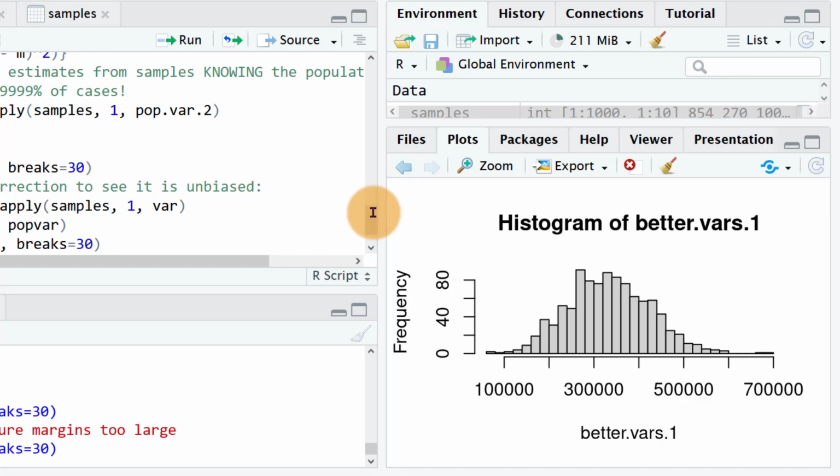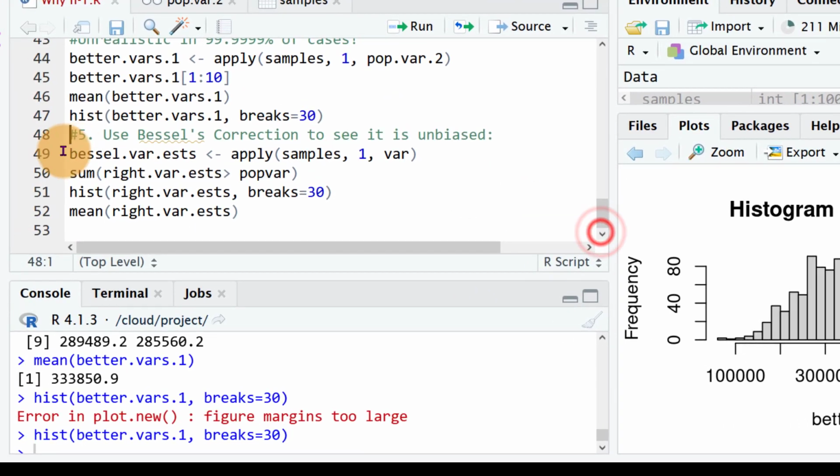Okay, now lastly, let's calculate the variances the right way, the way we would, assuming we don't know the population mean, but we use Bessel's correction and we're going to divide by n-1. We're going to divide by 9. So here we're using the var function in R that will divide by 9 since we have sample sizes of 10. And we'll call all these 1,000 estimated variances, I'll put them in a list called bessel.var.ests.